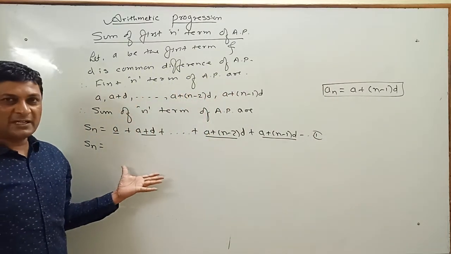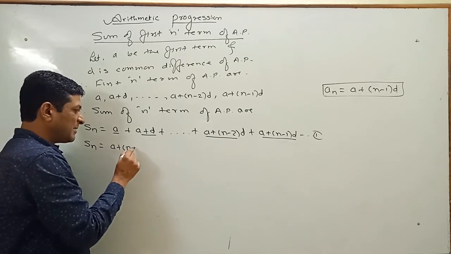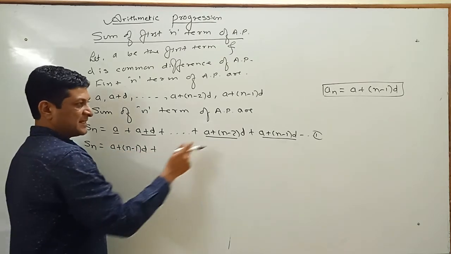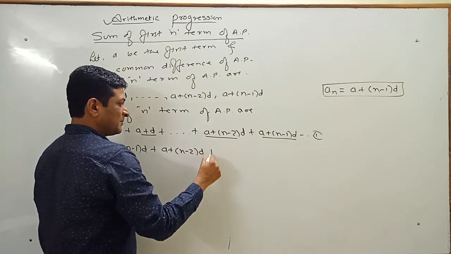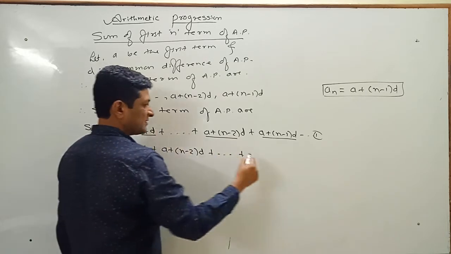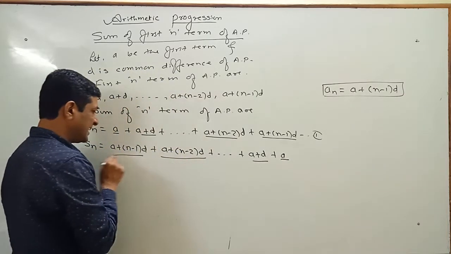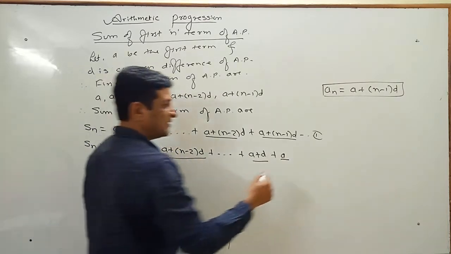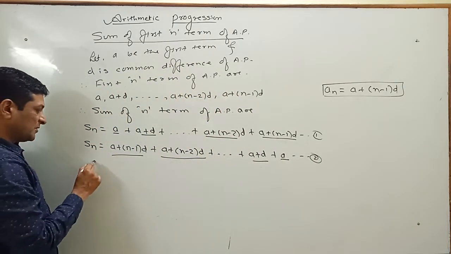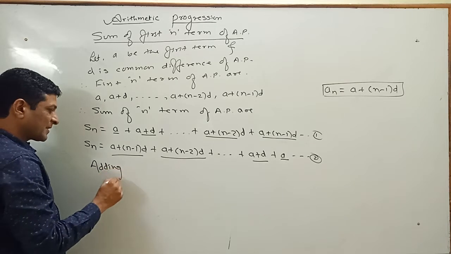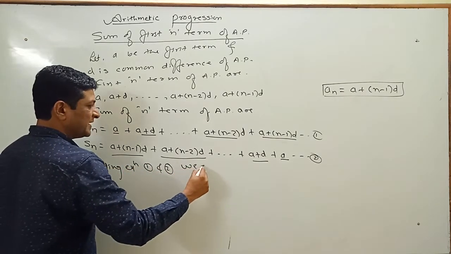Again we write the same expression. Write down the same n terms, just changing their order. First write the term a plus n minus 1 into d, plus a plus n minus 2 into d, and continuing this way, what will the next terms be? a plus d, plus a. So here also we have written the same n terms, just changed the order. Denote this equation by equation number 2. Now take the addition of these two equations. Adding equations 1 and 2, let us see what we get.